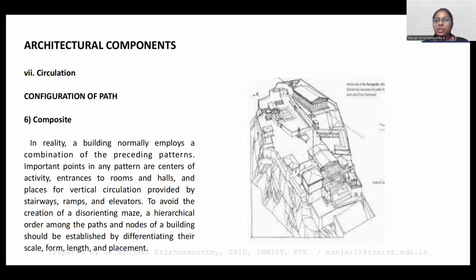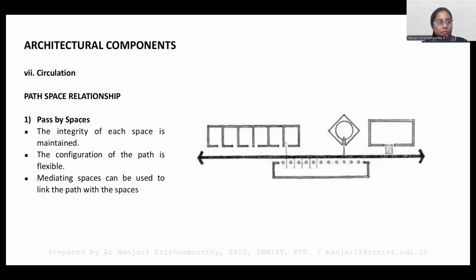Composite brings a combination of different preceding patterns, where important points are given as the centers of activity. You can see entrances, rooms and halls, stairways, everything, to avoid the disorientation of a maze, but also to have a hierarchical order on the parts and nodes of a building, which is established by differentiating various scales, forms, lengths, and placements. Now we are going to see how the circulation will also have multiple combinations.